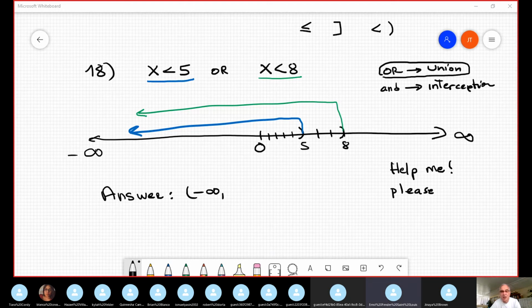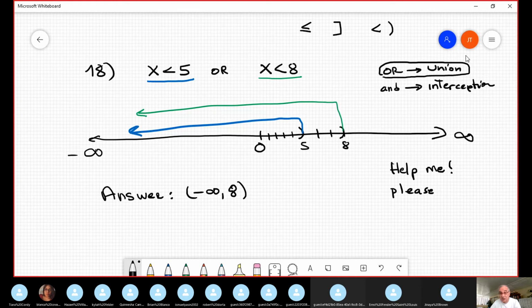Why is it 8? It's 8 because both of them go in the same direction, which means the 5 part is inside the 8 part. Exactly, this is the reason. Because it's union, and union is everything together without repetition. In this case, blue is totally inside the green. Therefore, the union between green and blue is just the green.